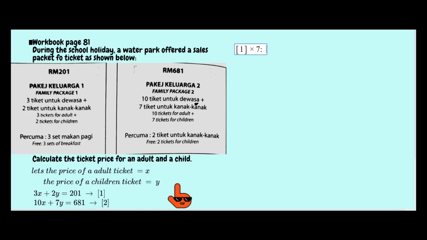We get 21x plus 2 times 7, which is 14y. The total is also times 7, so 201 times 7 gives 1407. The second equation also needs to be multiplied by 2 in order to get 14y, which gives 20x plus 14y equal to 681 times 2, which is 1362.